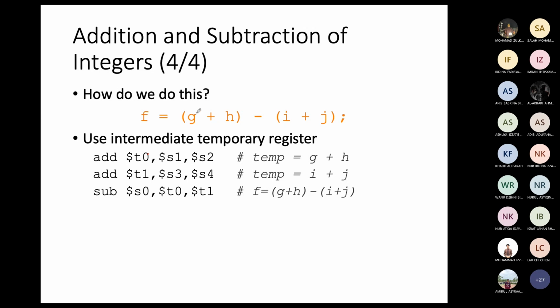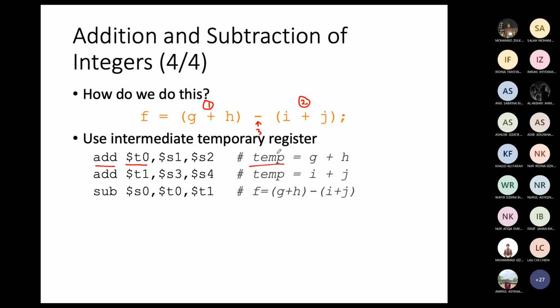The first bracket is G plus H. So this one would be executed first, then this one would be the second, and this one will become the third instruction. The first instruction is for G plus H: S1, comma, S2, and then we use the command add and store it in $T0. T0 here is treated as a temp.